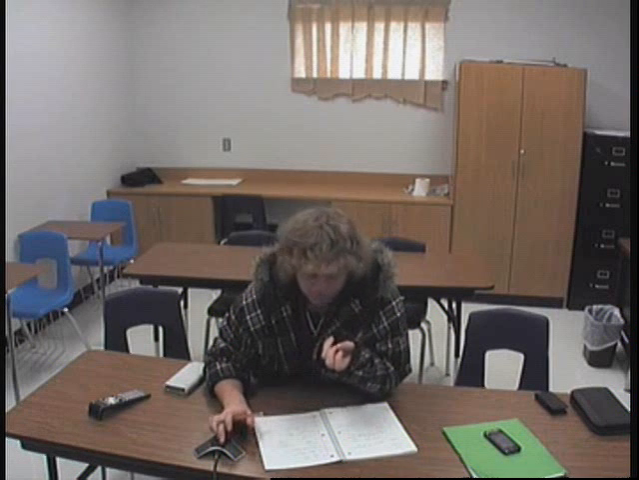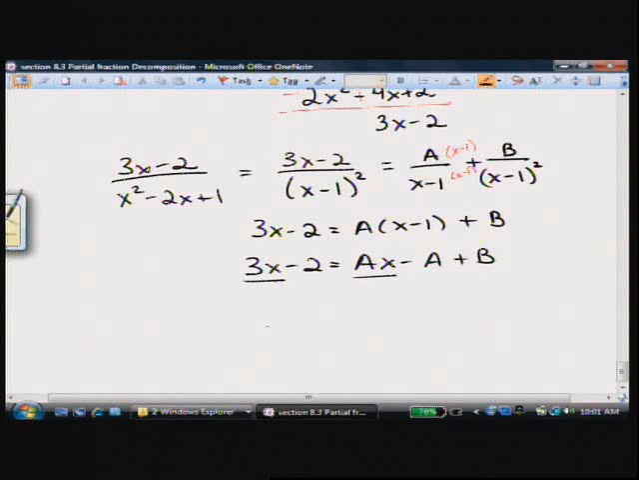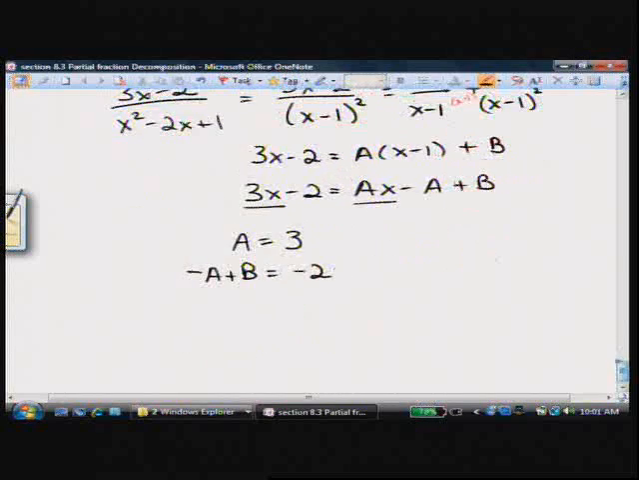What do you mean? If the AX and 3X go together, that just means that A is equal to 3, yes. And then negative A plus B is equal to negative 2. But you already know that A is 3, so that means negative 3 plus B equals negative 2. So B must be equal to 1, right?